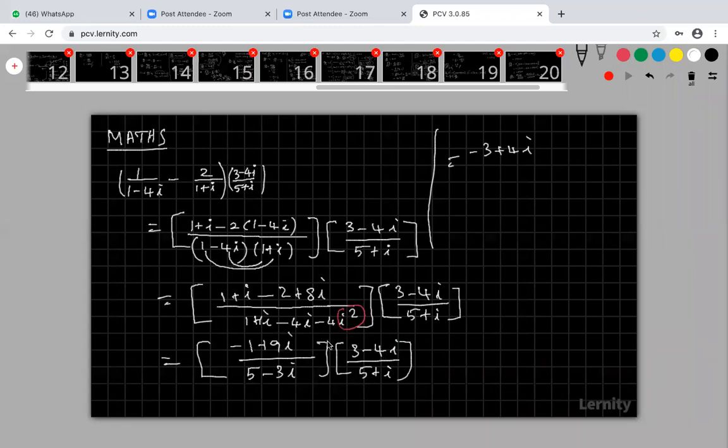Similarly multiply this 9i. Multiply this 9i into 3, so that is 27i. Similarly minus 9, this is 27i, but my 9i into minus 4i, that is minus 36i square, whole divided by, multiply the denominator, 5 into 5, 25 plus 5i, minus 15i and minus 3i square.